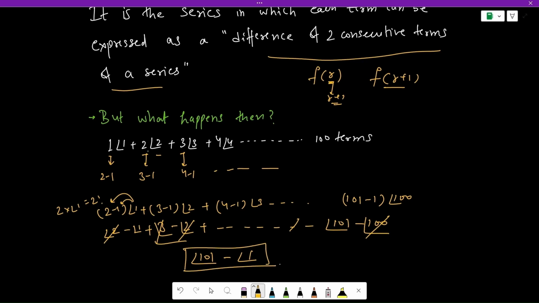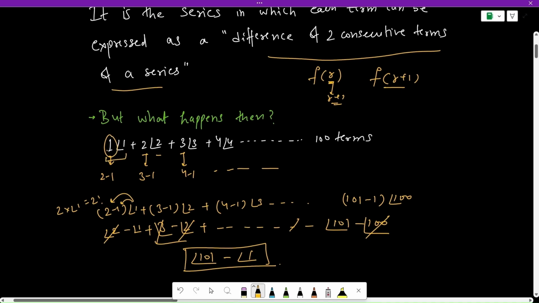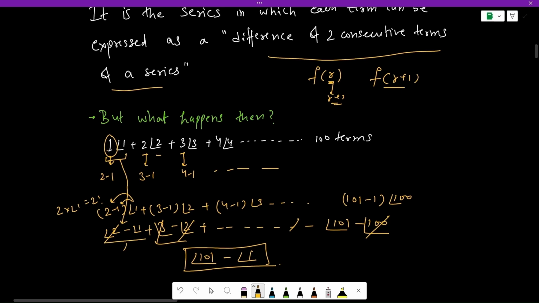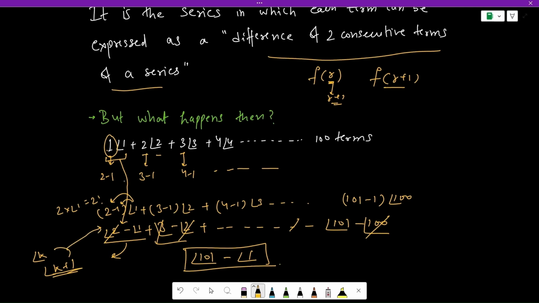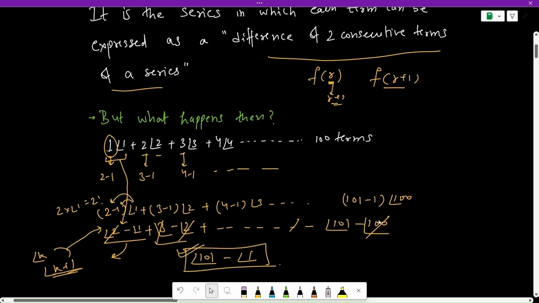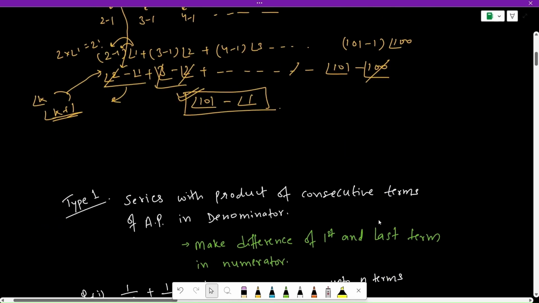So as you can see, we are writing this complete term as a difference of two consecutive terms. Now how are they consecutive? The function is factorial k and the next term is factorial k plus 1. So we have broken these terms like that. Now writing these terms like this cancels out the complete series and only two terms are left. That is the answer. Now let's see some basic types of questions.